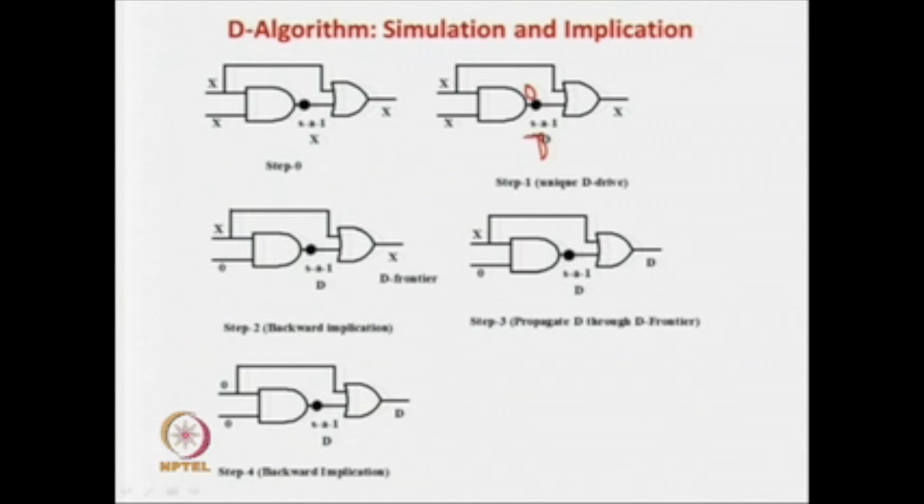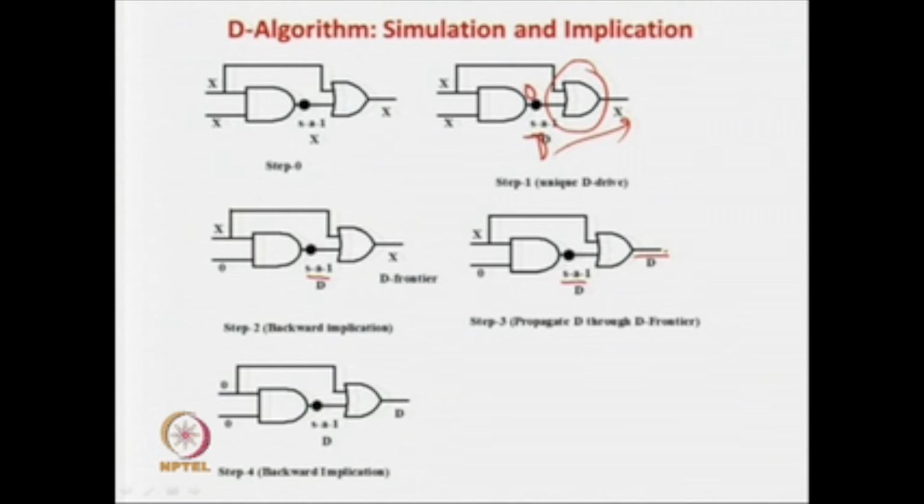Now there is only a unique D frontier. This is the only gate where the D effect can be propagated, so it is called a unique D drive. Obviously, this has to be taken, this second one. This gate is the only one in the D frontier, so you have to propagate.